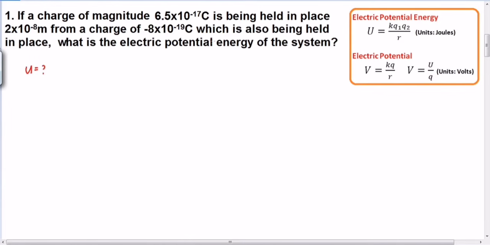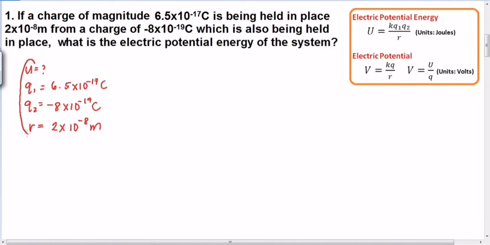Pagkatapos, tignan nyo yung mga given. Kapag nakakita kayo ng unit na C or coulomb, that is charge. Ibig sabihin, siya yung letter Q. Ngayon, meron tayong dalawa dito, kaya tatawagin natin silang Q sub 1 at saka Q sub 2. So, ang Q sub 1 ko, kahit baliktad naman yan, pwede rin. So, 6.5 times 10 raised to negative 17 coulomb. Ito namang isa, negative 8 times 10 raised to negative 19 coulomb. And then, nagbigay siya na meters. Kapag nakakita kayo ng unit na meters, that is your letter R, which is the distance. So, ang distance dito is 2 times 10 raised to negative 8 meters.